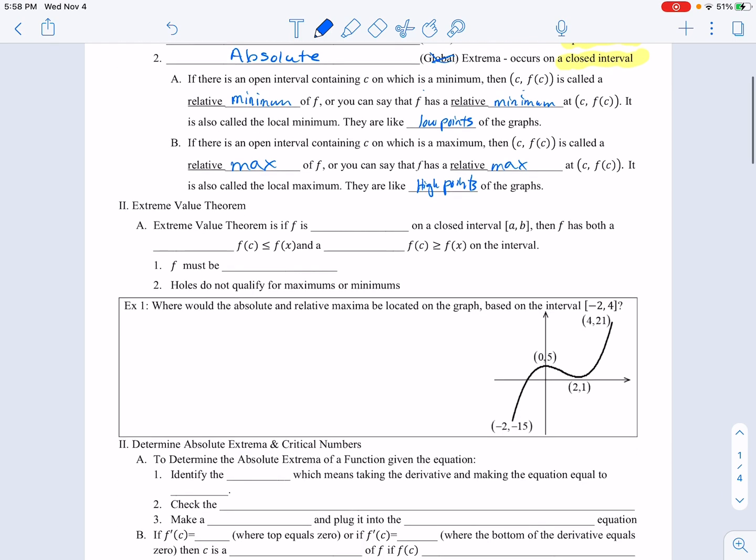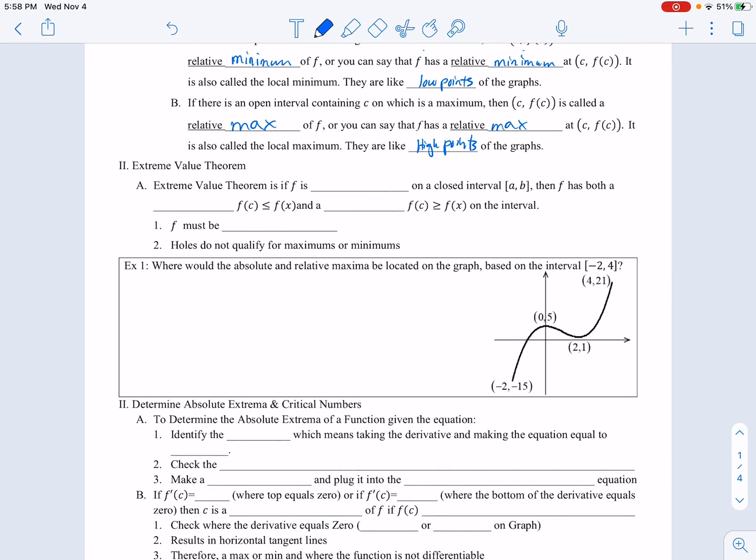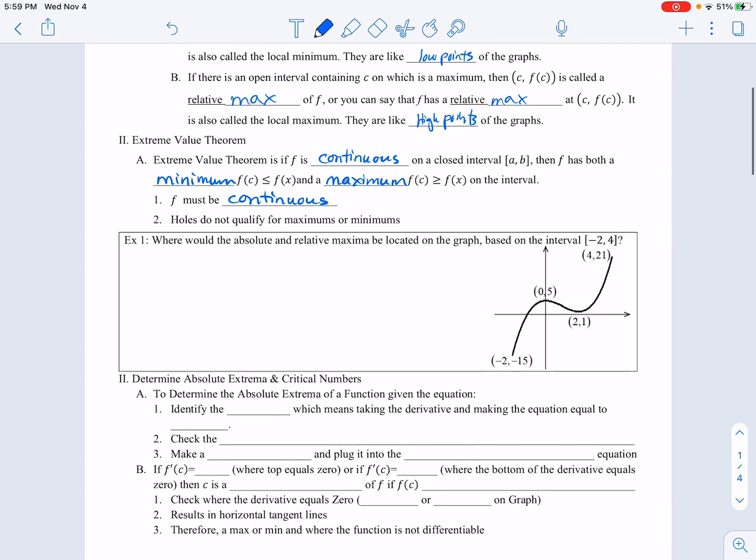The extreme value theorem is if f is continuous, which is important, on a closed interval [a, b], then f has both a minimum and a maximum on the closed interval. F must be continuous. Holes do not qualify as max or min. If it has a hole, it's not continuous anyway.